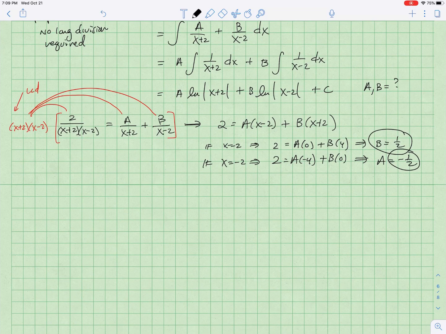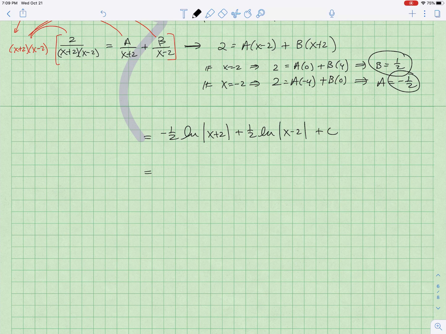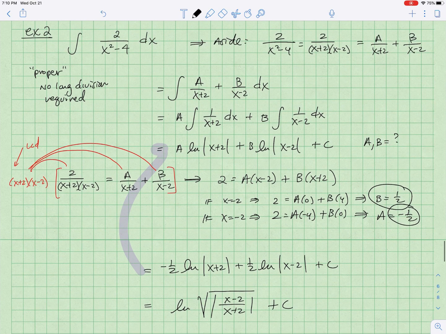So our integral then becomes negative 1/2 times the natural log of the absolute value of x plus 2 plus 1/2 the natural log of the absolute value of x minus 2 plus c. And if you were all about log rules, you could consolidate this to the natural log of the square root of the absolute value of x minus 2 over x plus 2 plus an arbitrary constant. But that's not strictly necessary. Anyway, partial fraction decomposition made short work of that integral.